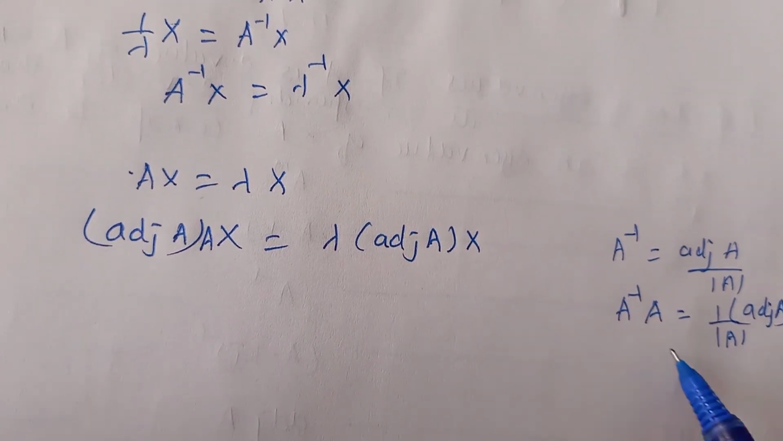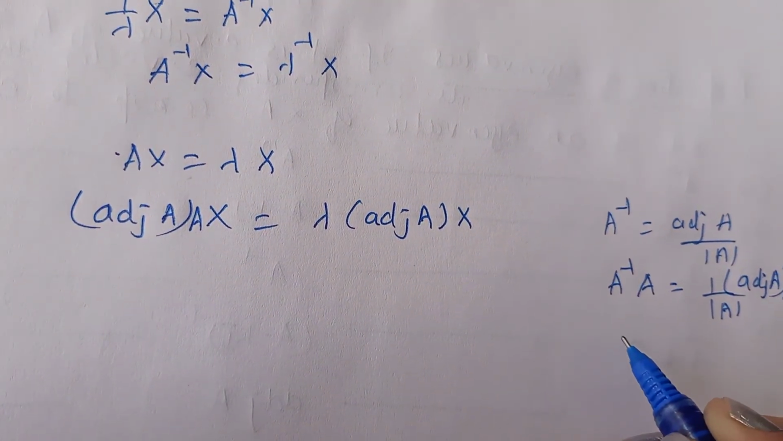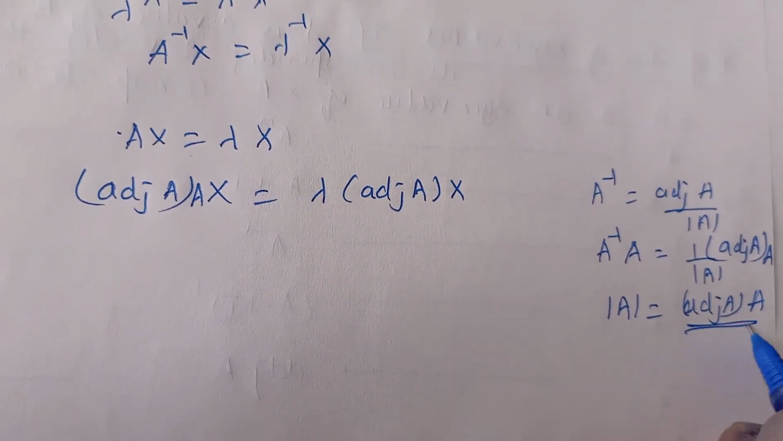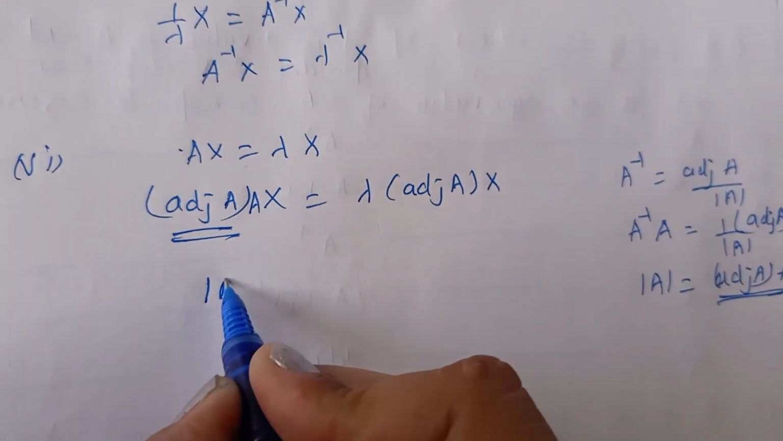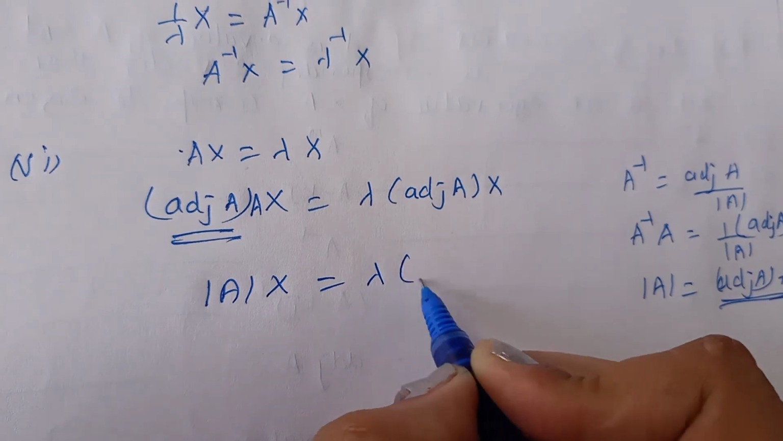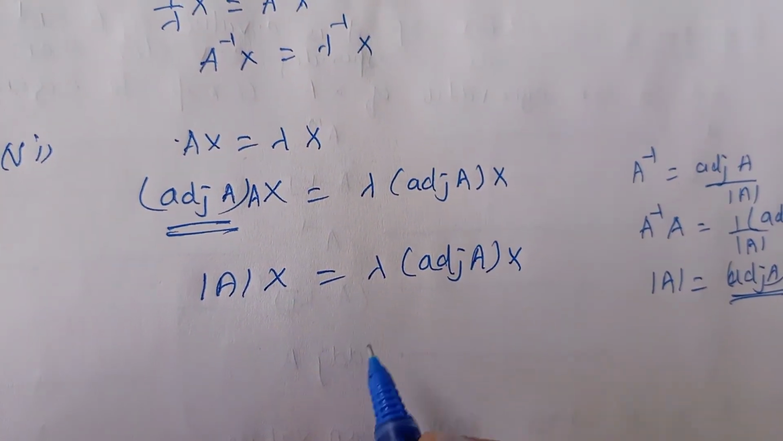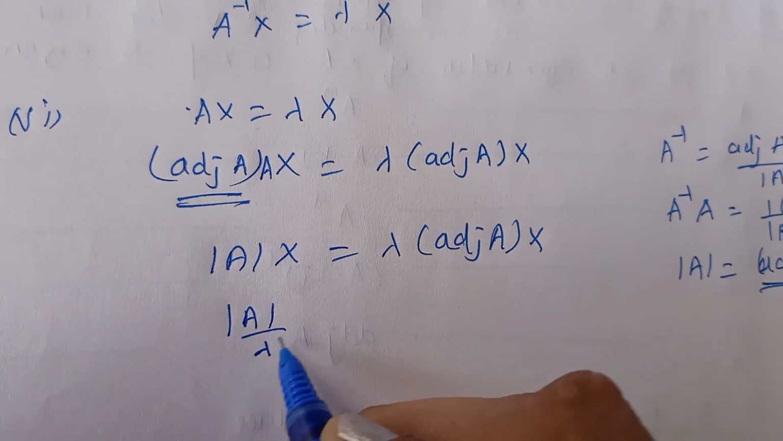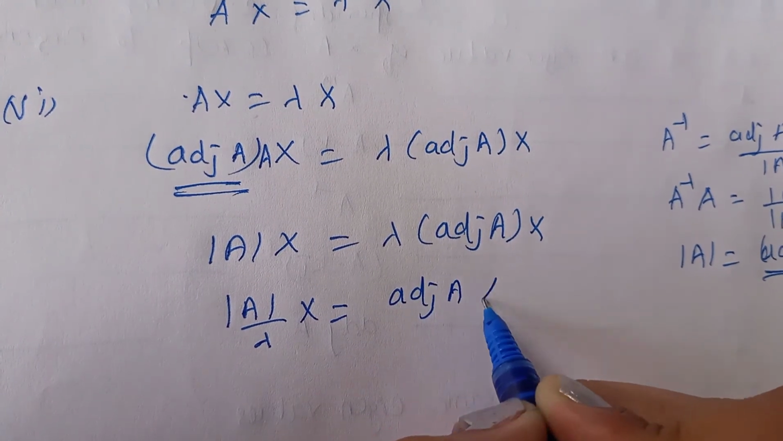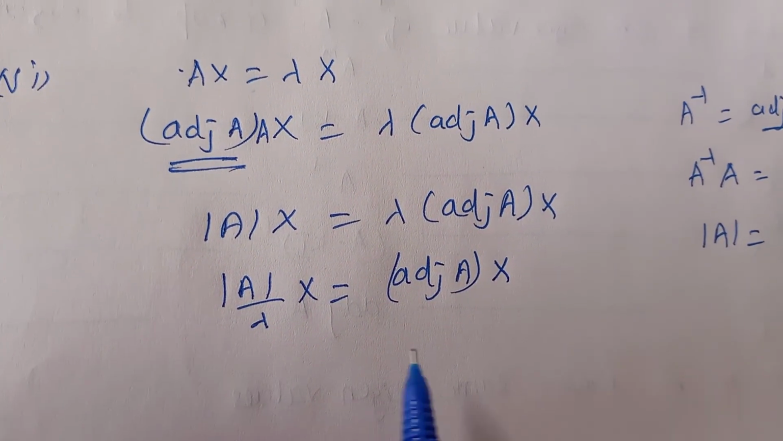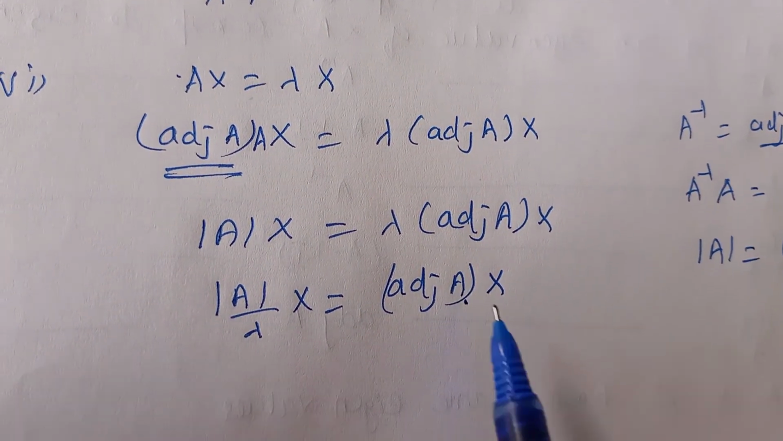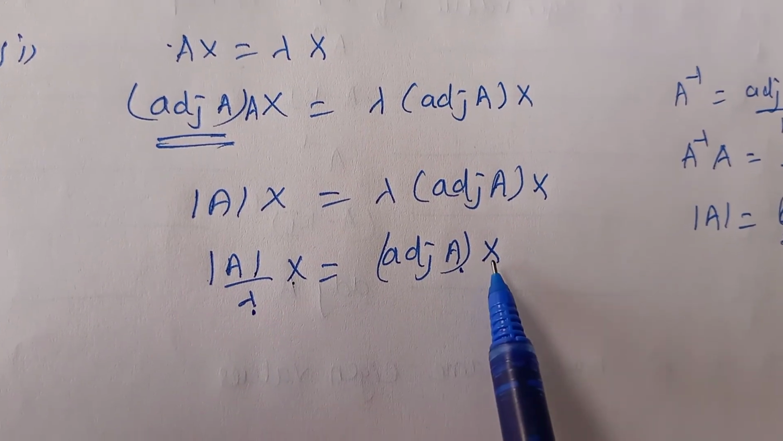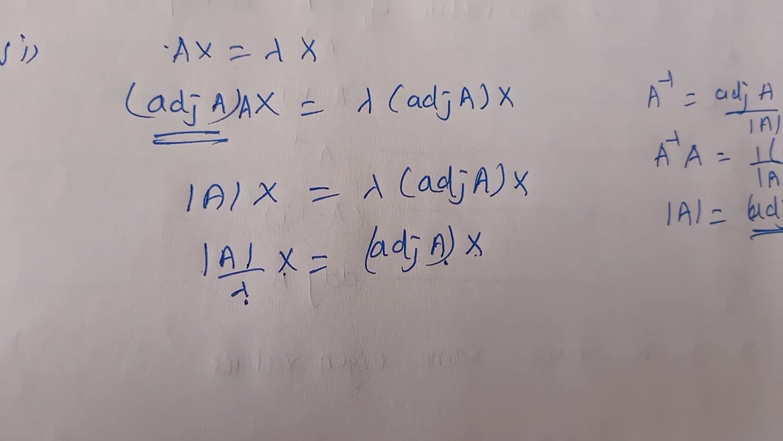So take determinant on the other side. A inverse into A is I. So this is determinant of A is equal to adjoint of A into A. So use this value here. This will give you determinant of A into x is equal to lambda adjoint of A into x. So taking this lambda on the other side, this is determinant of A by lambda into x is equal to adjoint of A into x. So what does this equation say? It says adjoint of A has eigenvalue determinant of A by lambda and eigenvector x. So this was the proof of property number 6.